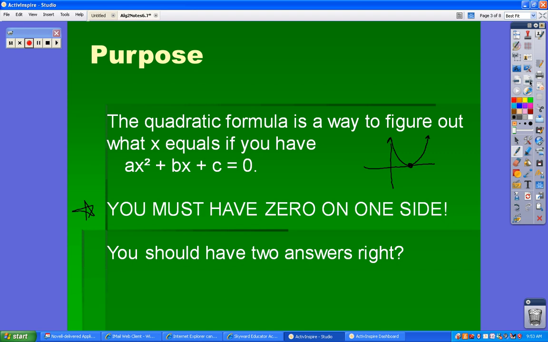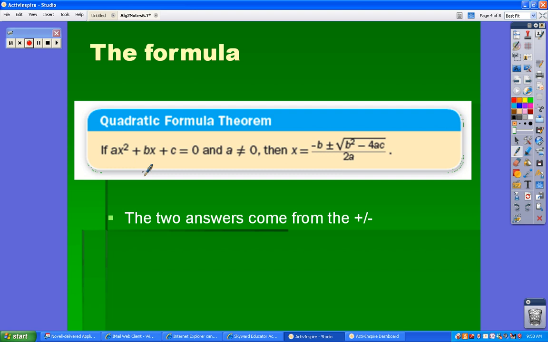Okay, this is super fun. Here is the quadratic formula. You do have to memorize it. The two answers come from applying this plus or minus right here, okay? So if 0's on one side and a can't be 0, so you have to have an x squared term. If you have an x squared term and it equals 0, you're going to apply this quadratic formula and you're going to get two answers by using the plus or minus.